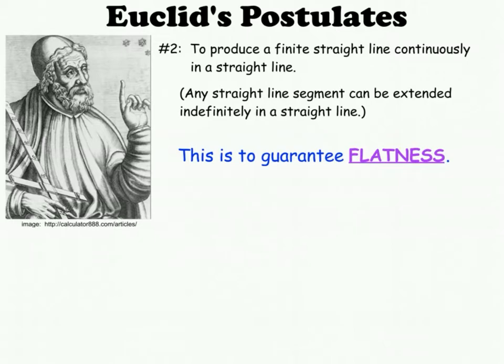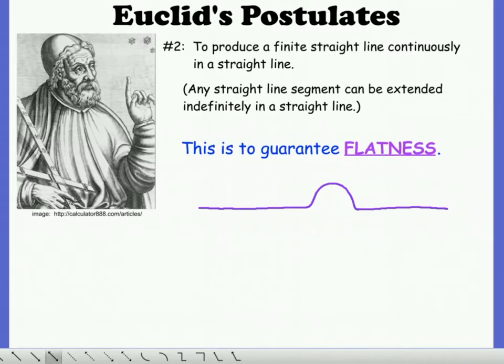The second postulate. It is possible to produce a finite straight line continuously in a straight line. The idea of flatness is the focus of Euclid's second postulate. It states that you cannot draw a line that has bumps in it, such as this. A line will remain flat at all times, guaranteeing flatness.